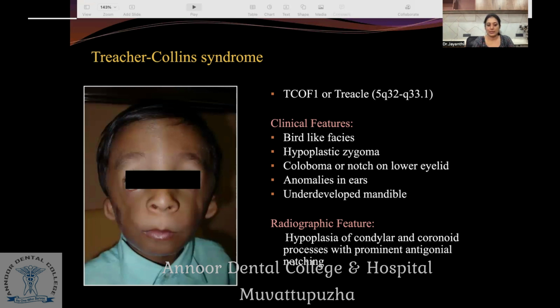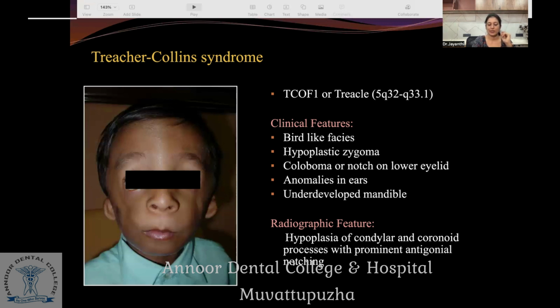Now, in Treacher Collins syndrome, the affected person has a characteristic face. Here, it is a bird-like face. So, the patient has hypoplastic zygoma. So, the prominence of the zygomatic bone is absent here. So, the patient will have a flat zygoma. Other than that, there are also anomalies in the eye as well as in the ear. So, what's the problem in the eye? In the eye, there will be notching on the lower eyelid. And this condition is called coloboma.